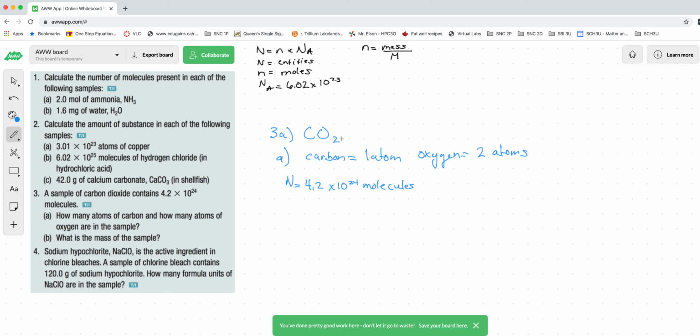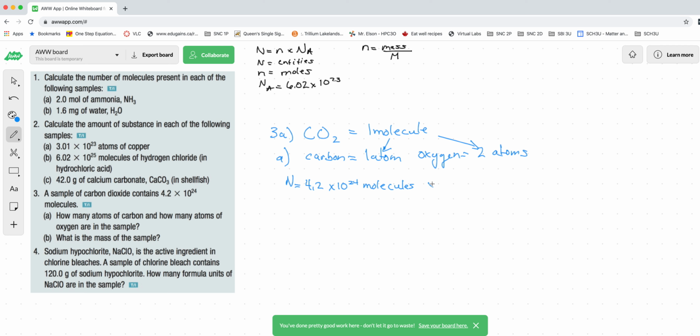So for question 3, CO2 is 1 molecule. In 1 molecule, you have 1 atom of carbon and 2 atoms of oxygen. But we don't have just 1 molecule in the sample. We have 4.2 times 10 to the 24. So I would then calculate the atoms for carbon in the sample and the atoms for oxygen. And all you have to do is multiply that by how many in 1 molecule.